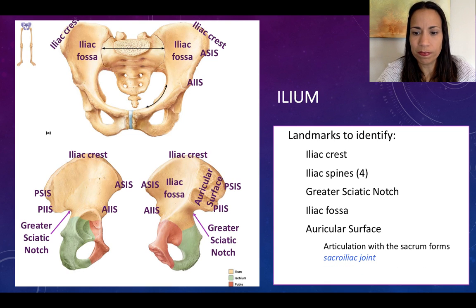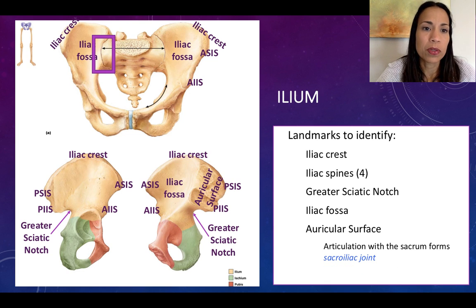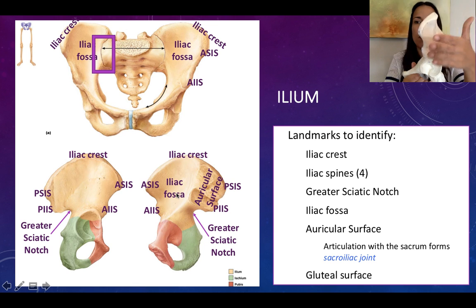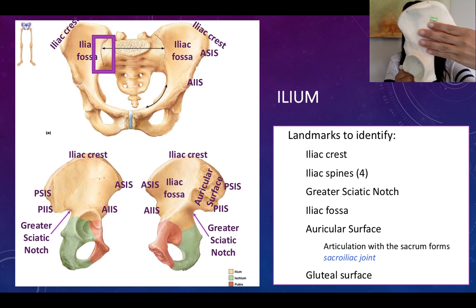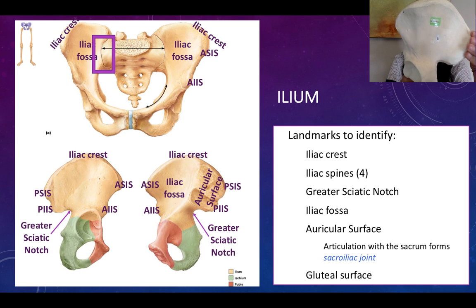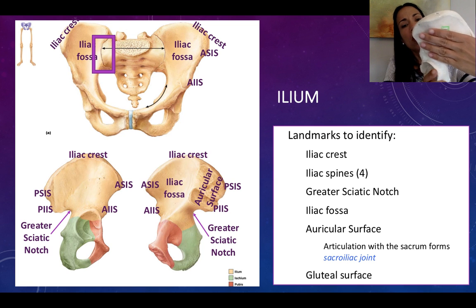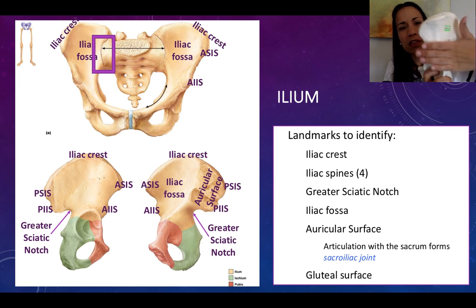What else? Well, that's the articulation, see? The right and the left sacroiliac joint. And the lateral aspect of the bone, all of this surface, is called the gluteal surface. There's a bunch of lines and so on. I'm okay if you just remember that this is the gluteal surface.